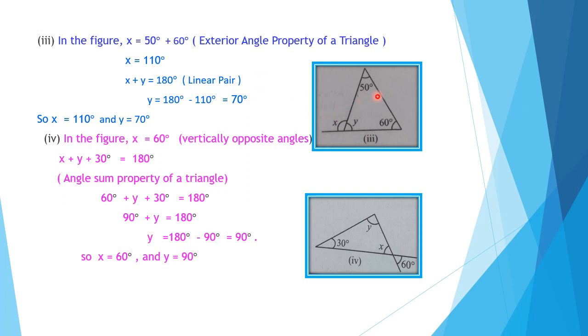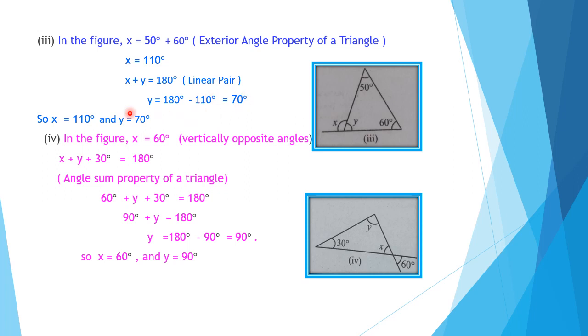Now we know x is 110 degree. Here see x and y, they make a linear pair. Okay. So x plus y is equal to 180 degree. They make linear pair. So y is equal to 180 degree minus 110 degree is equal to 70 degree, because we know x is equal to 110 degree.